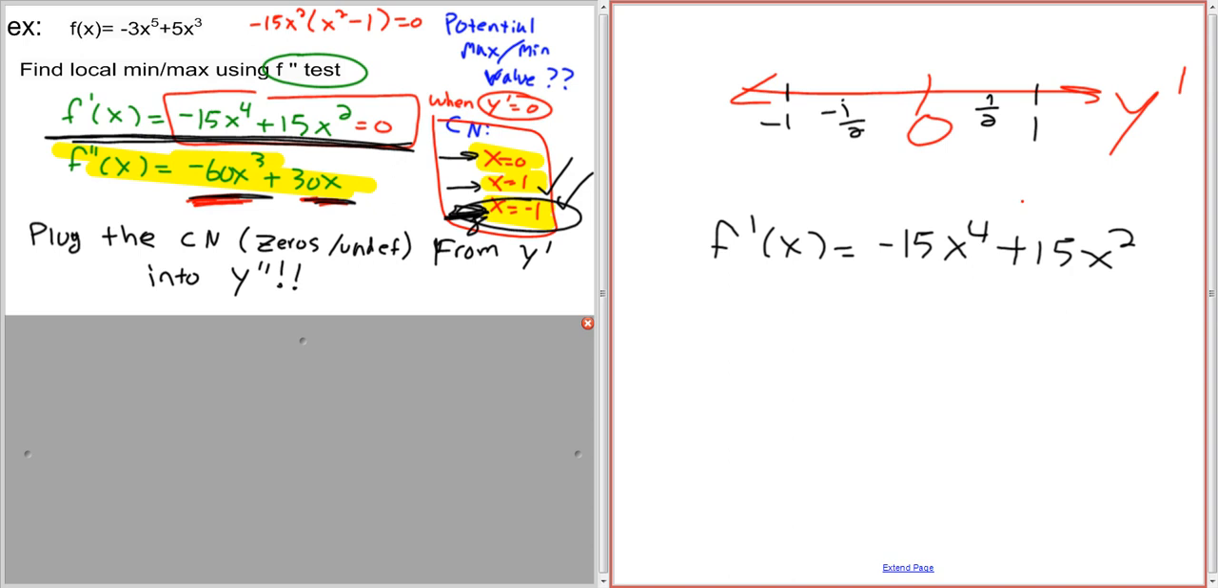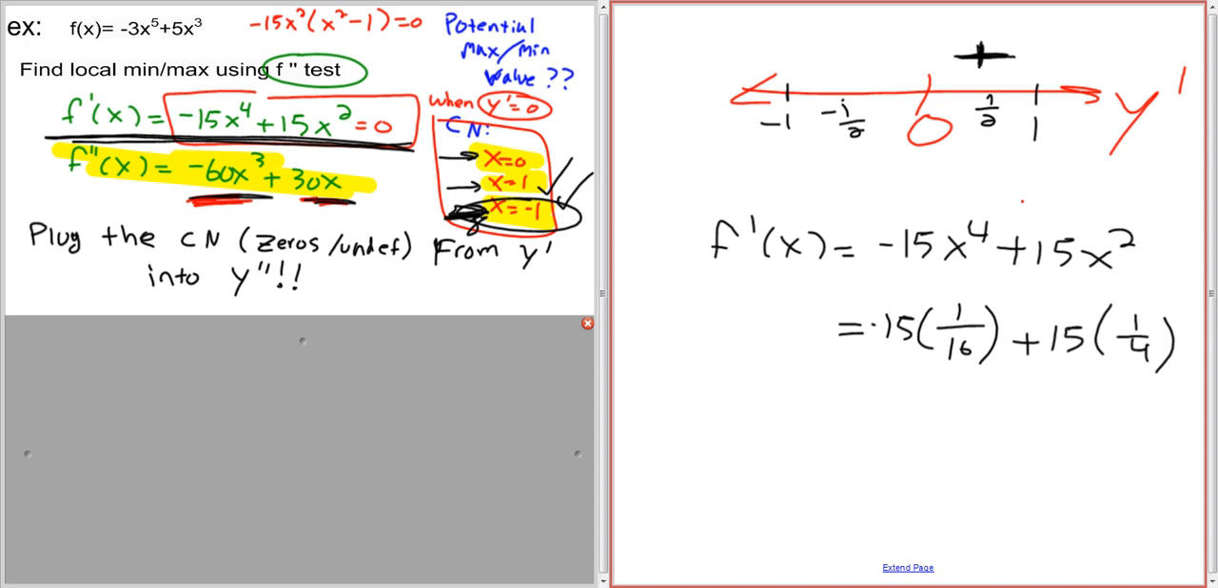Okay, so we put in 1/2 here. Let's say we put in positive 1/2. Well, we're going to have negative 15 times 1/2 to the fourth, which is 1 over 16. And then we're going to have to add the 15 times 1/4. The question becomes, is this going to come out positive or negative? It's going to come out positive. The derivative's going to come out positive, so we have an increasing interval there.